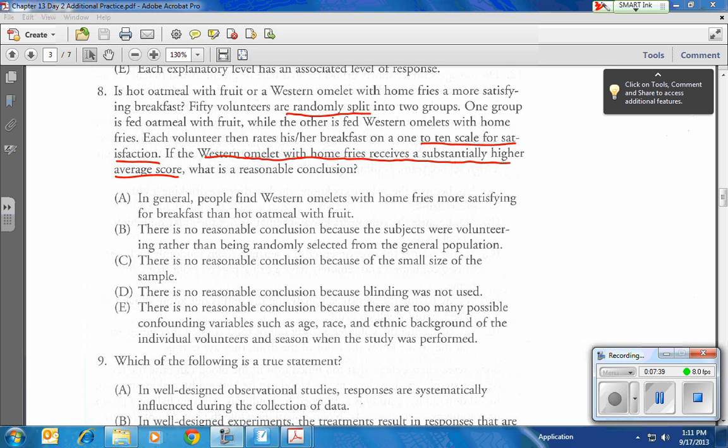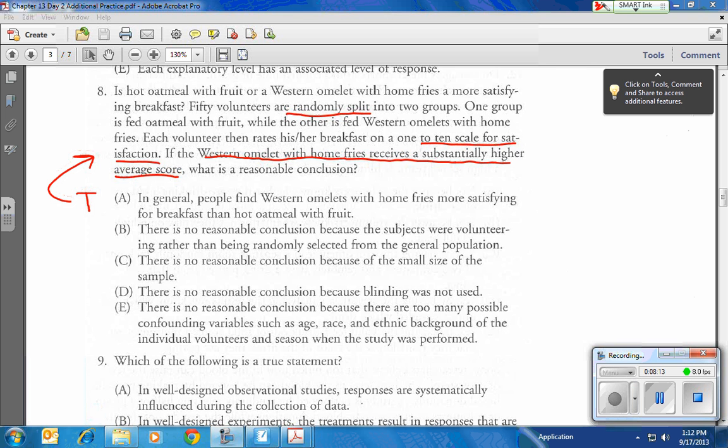So it was an experiment. I randomly separated them. They each had breakfast. They rated their breakfast, and the Western omelet with home fries received a higher average score, which does mean in general, people find Western omelets with home fries more satisfying than hot oatmeal with fruit. This is true because that's the conclusion from this experiment. Does that make sense?